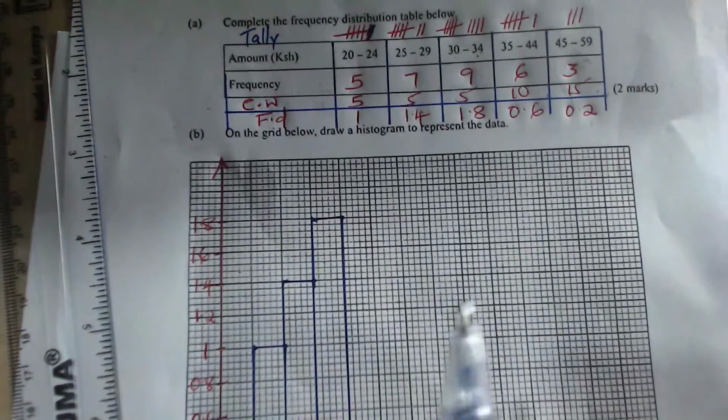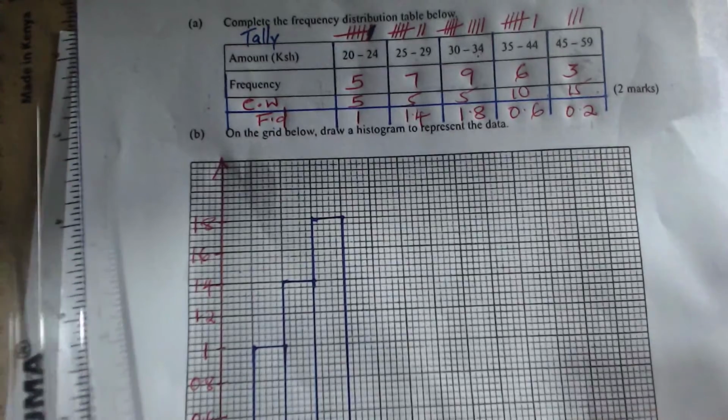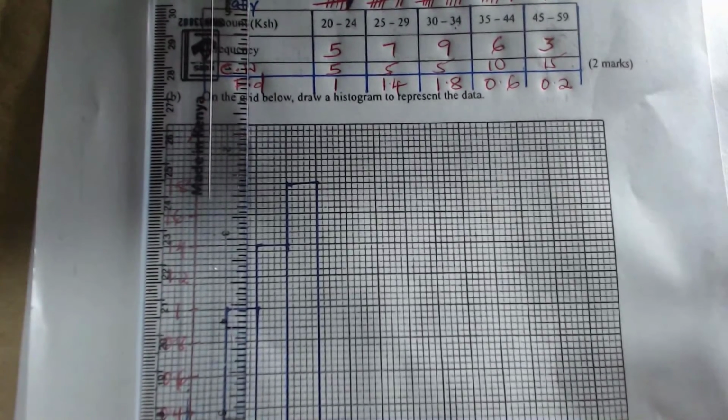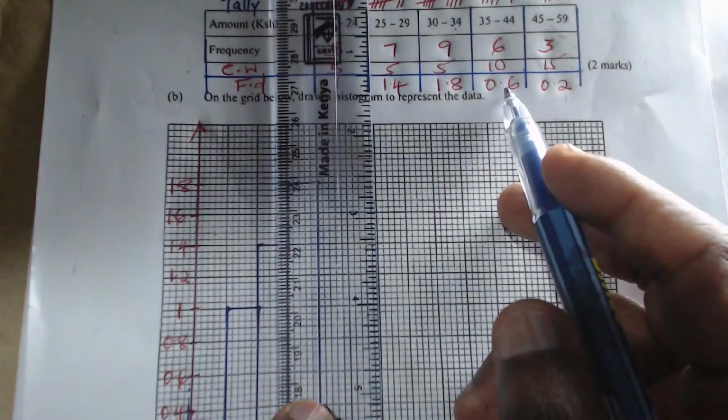Alright. Then the other class begins from 34.5 to 44.5. 44.5 goes up to here. So here the class size is 10. So this one, the frequency density is 0.6.